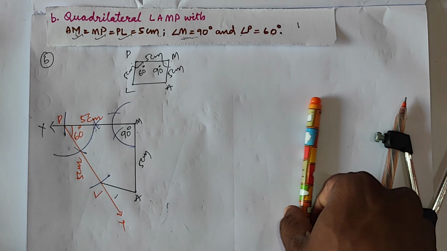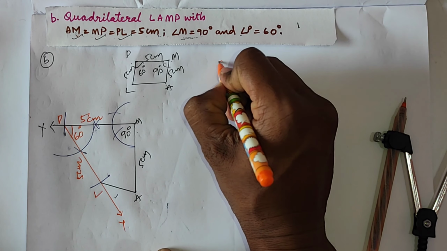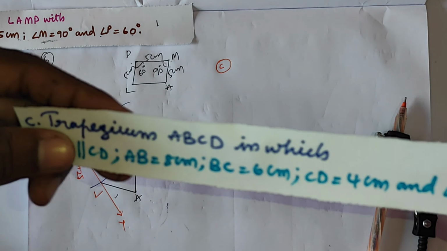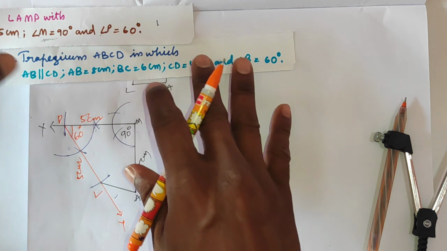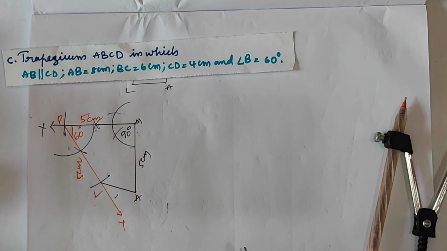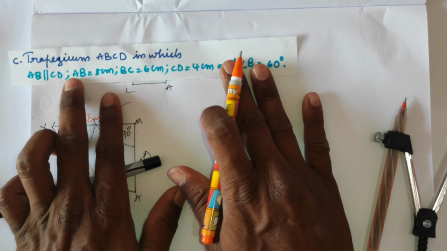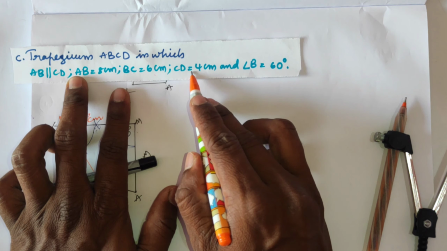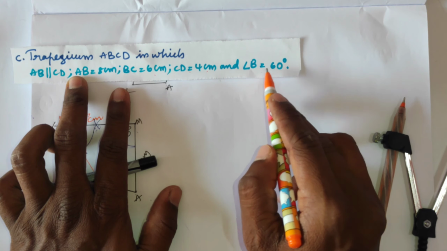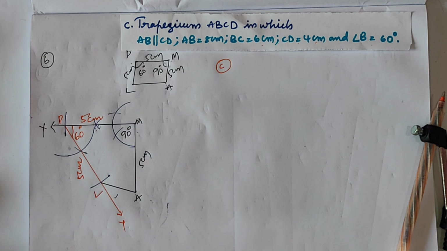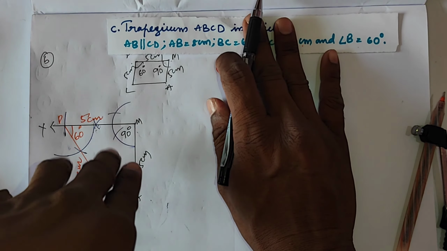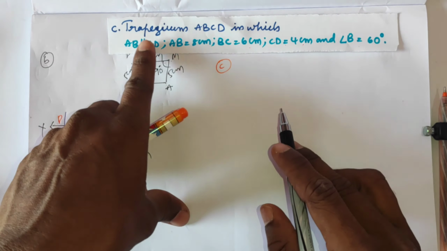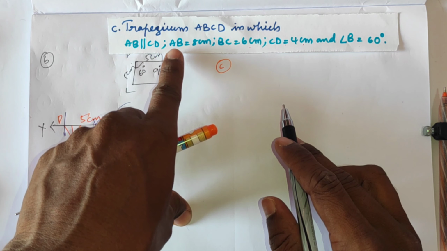Okay, then the next one, C. The last one is about constructing a trapezium. Construct trapezium ABCD in which AB is parallel to CD, AB is 8 centimeters, BC is 6 centimeters, CD is 4 centimeters, and angle B is equal to 60 degrees. So now we have to construct a trapezium. You know, right? In a trapezium, one pair of opposite sides is parallel to each other. Here, AB is given parallel to CD.